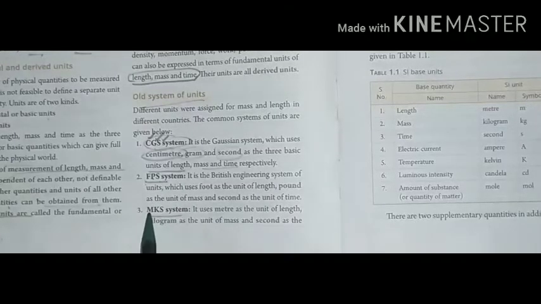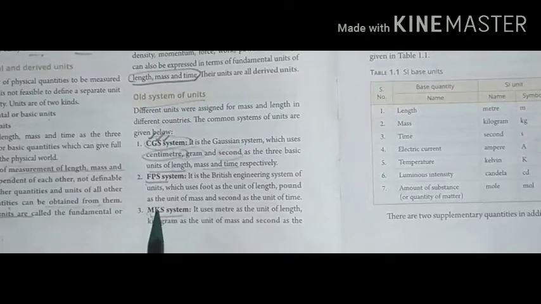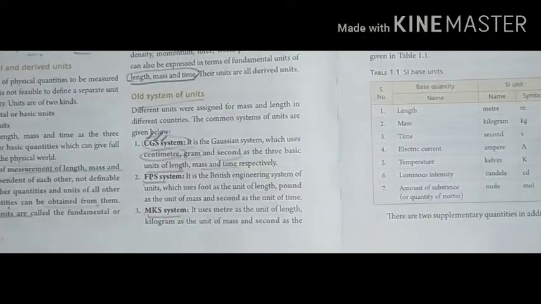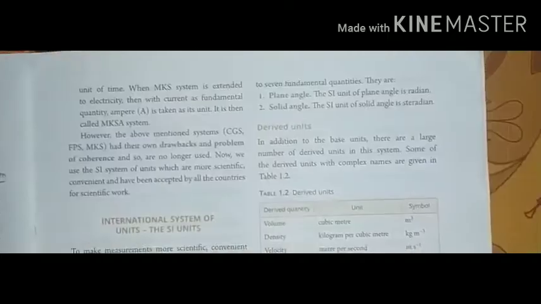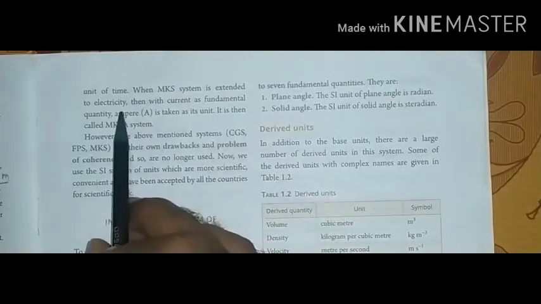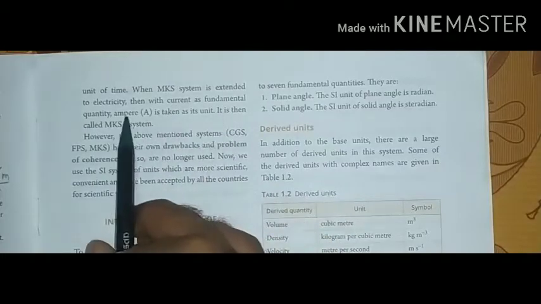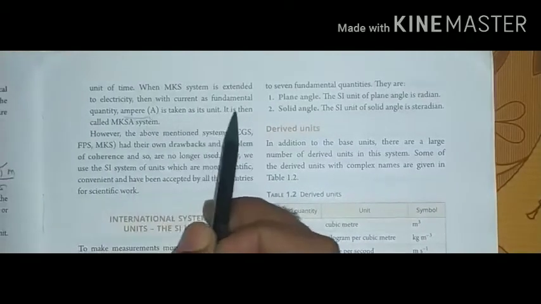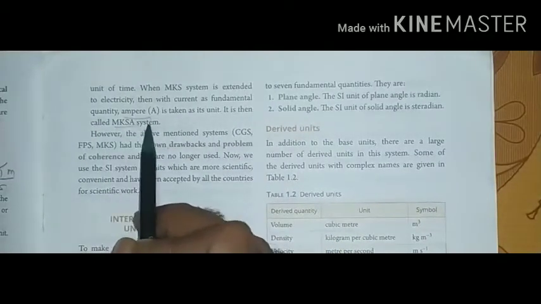MKS means meter, kilogram and second. So these are the basic units which are assigned for mass and length in different countries. When the MKS system is extended to electricity, then current is a fundamental quantity, known as ampere, and it is taken as the MKSA system.